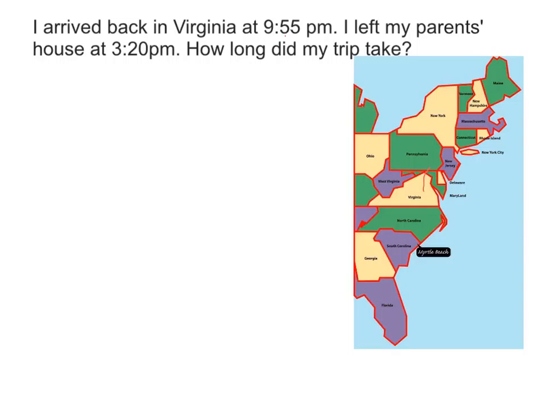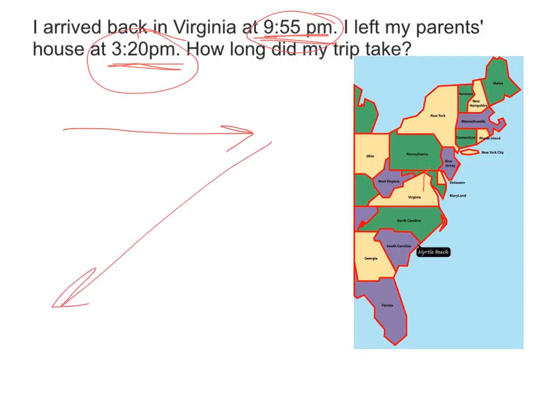Alright, so we see 9:55 and 3:20. However, I gave it to you backwards this time. I left my parents at 3:20 and I got back at 9:55. So this is the start time, and this is the end time. So I'll draw my rays to make a Z. My start time is 3:20. My end time is 9:55.